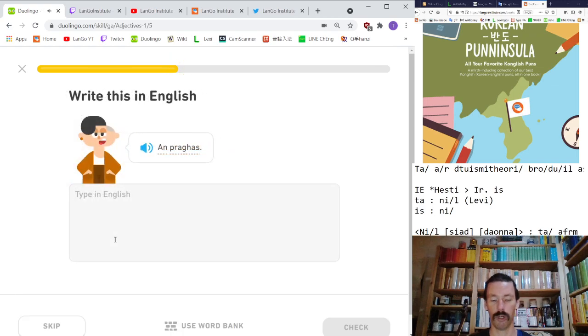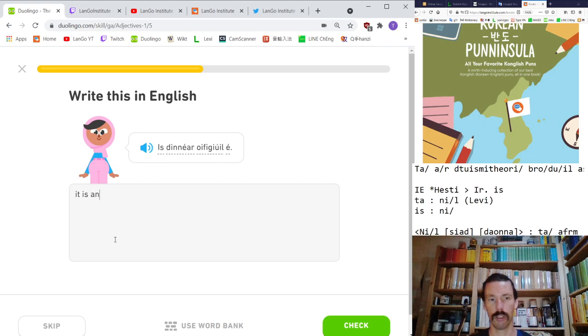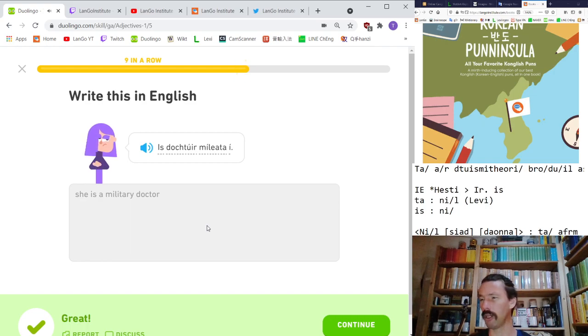An price. Price, the price. Is dinnéar neamhoifigiúil é. It, subject at the end, is an unofficial dinner. Is dochtúir míleata í. Míleata. She is. What's míleata again? Military doctor. So in a compound or phrase like this, it's very easy to tell in Irish, unless that's what mutation does. Anyway, the head of the phrase or the compound is the first noun.